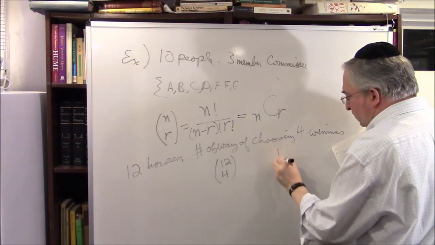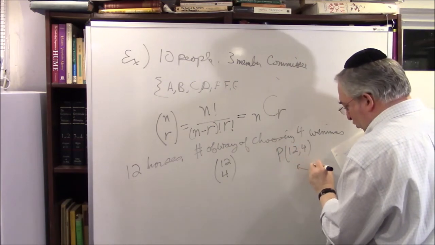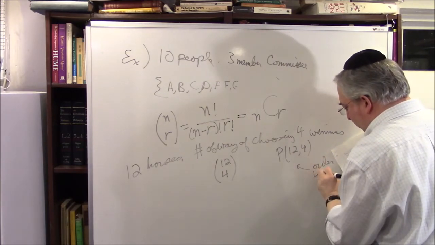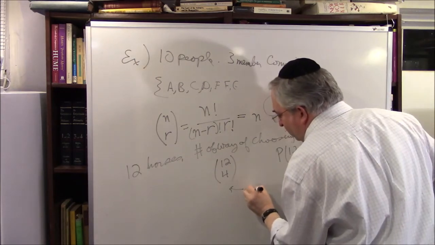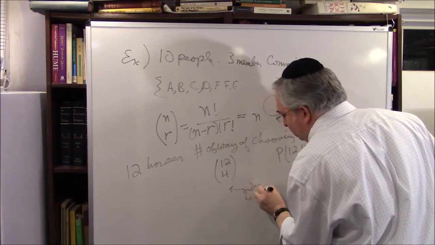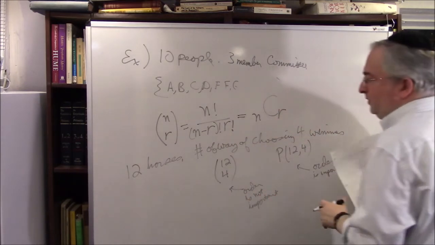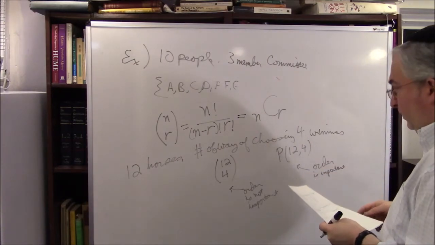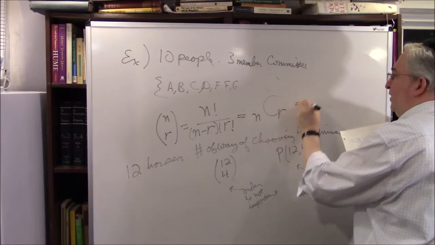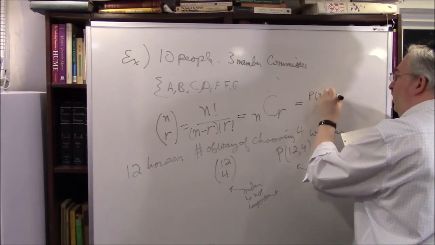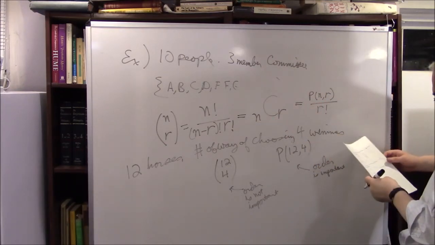As opposed to that, what we did last time was P of 12 comma 4. Here order is important. Here order is not important. Okay, and I just want to write this one more way. This is P(n, r) divided by r factorial. So you have 4 ways of writing the same thing.